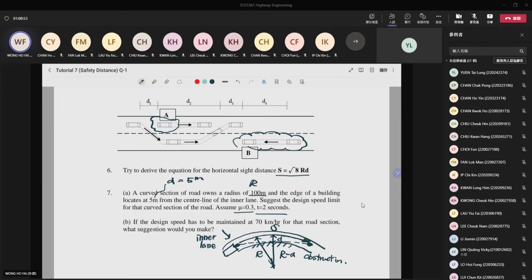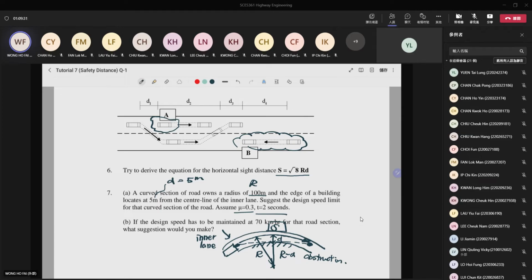So you are turning around on the horizontal curve, the radius is 100 meters, and D is equal to 5 meters. The friction coefficient is equal to 0.3, while your reaction time is equal to 2 seconds. Now, what does that mean? That means your vehicle is going around, and when you see something ahead, you need to stop the vehicle, and the real distance you travel is S, okay? Then this becomes your stopping sight distance.